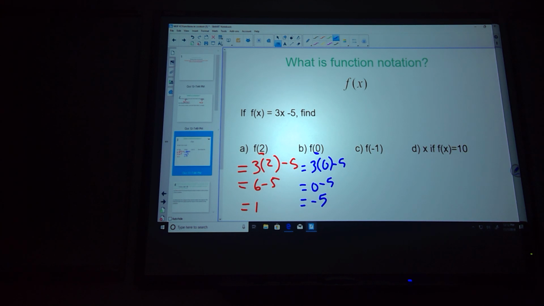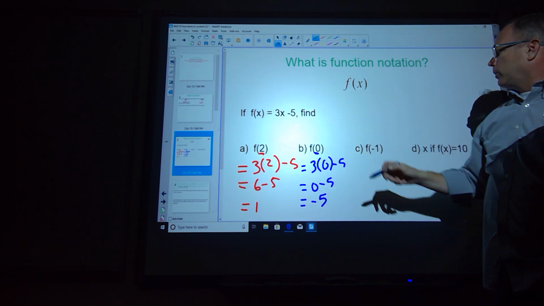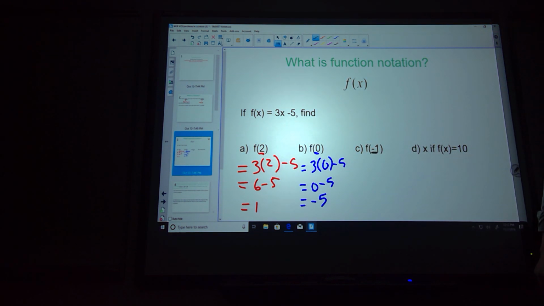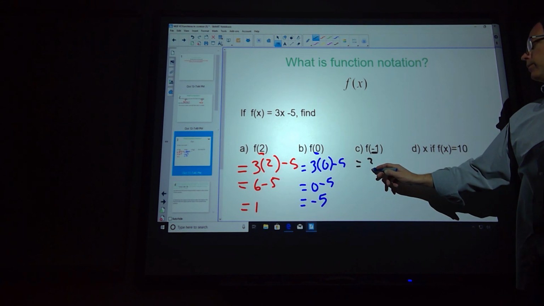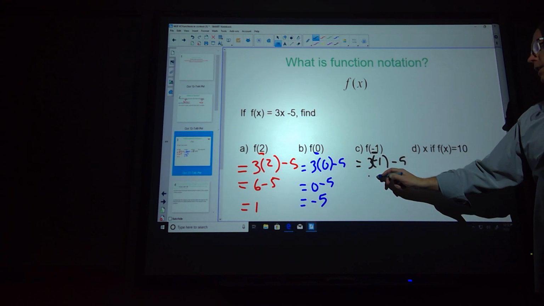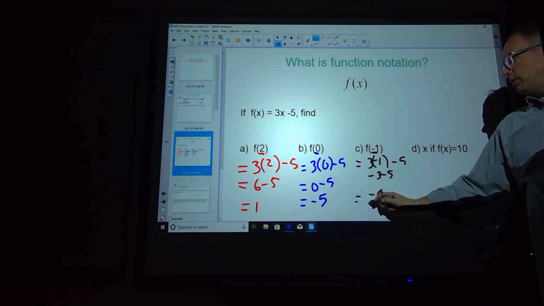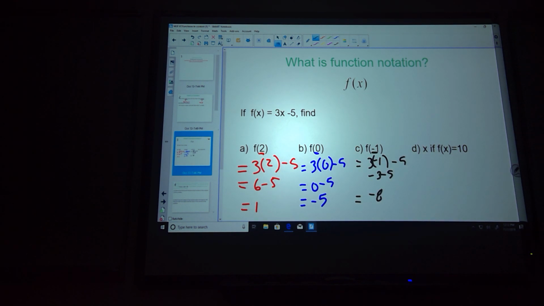And then we have f(-1). Let's get more creative. What do you think I should do with that negative 1 with our original function? Plug it in for x. So there was an x there. Now I'm going to plug a negative 1 in. Do the math. Get this. Okay? So if I have an input, I get an output.